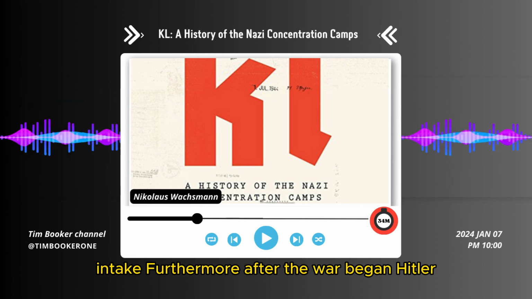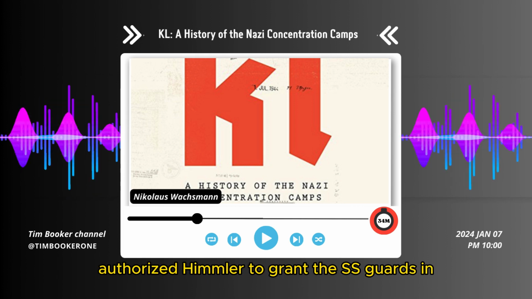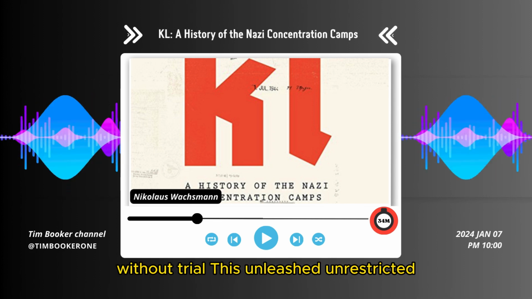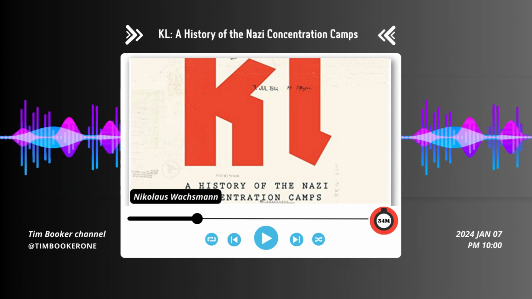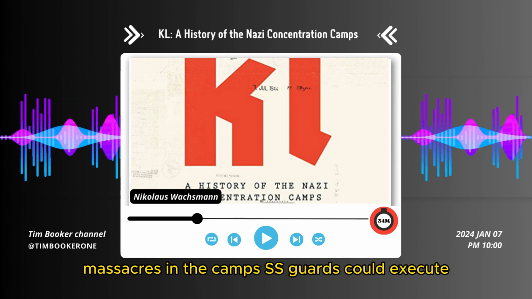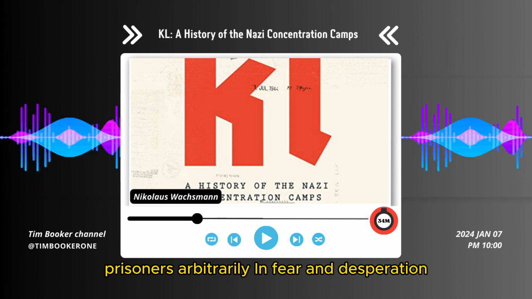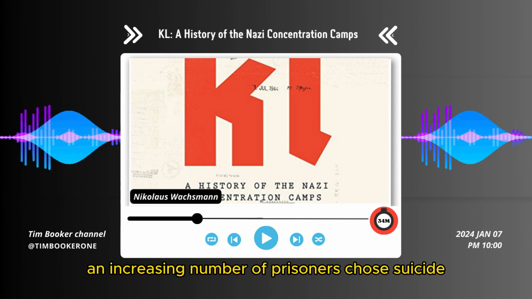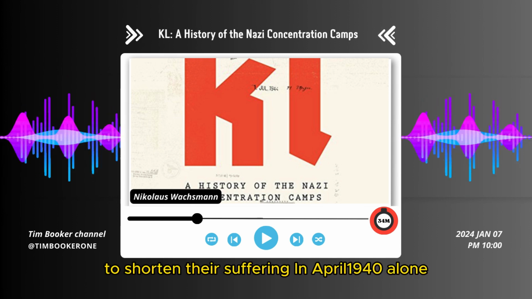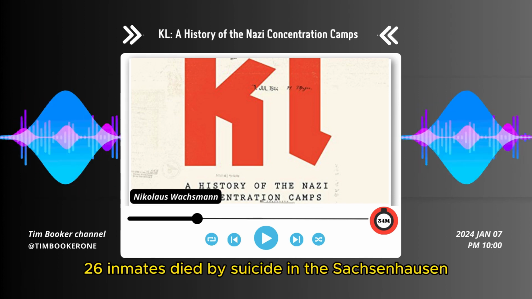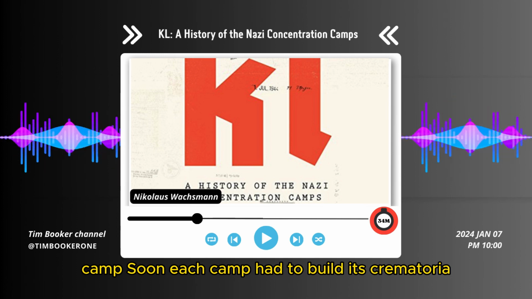Furthermore, after the war began, Hitler authorized Himmler to grant the SS guards in the camps the power to execute prisoners without trial. This unleashed unrestricted massacres in the camps. SS guards could execute prisoners arbitrarily. In fear and desperation, an increasing number of prisoners chose suicide to shorten their suffering. In April 1940 alone, 26 inmates died by suicide in the Sachsenhausen camp.